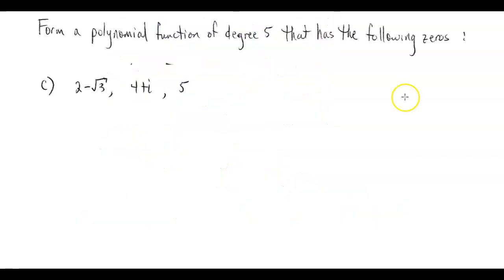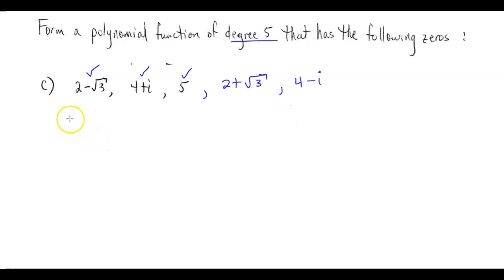So for our last example, again, we have a polynomial of degree 5. And this time we see that we have an irrational 0, we have a complex 0, and we have a rational 0. Since our degree is 5, we have to account for the other two zeros, one of which is going to be the conjugate pair for the irrational. The other one is going to be the conjugate pair for the complex.